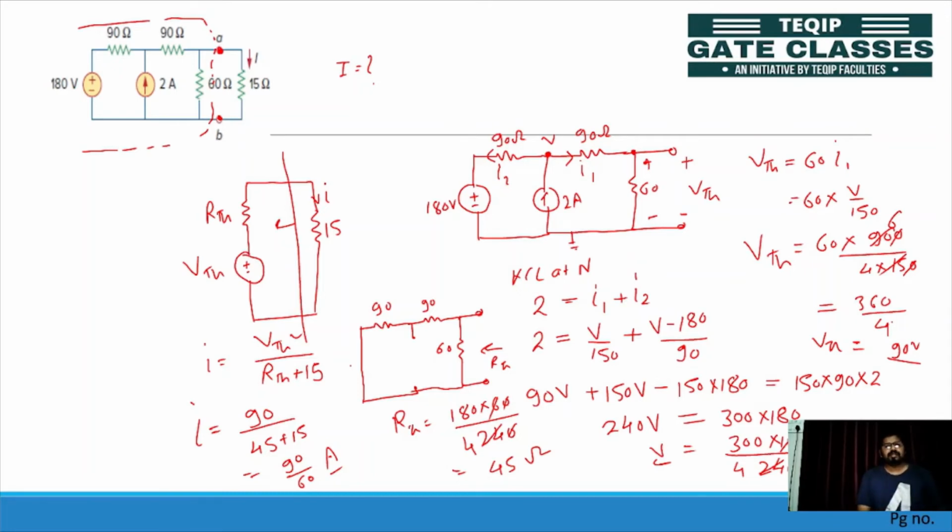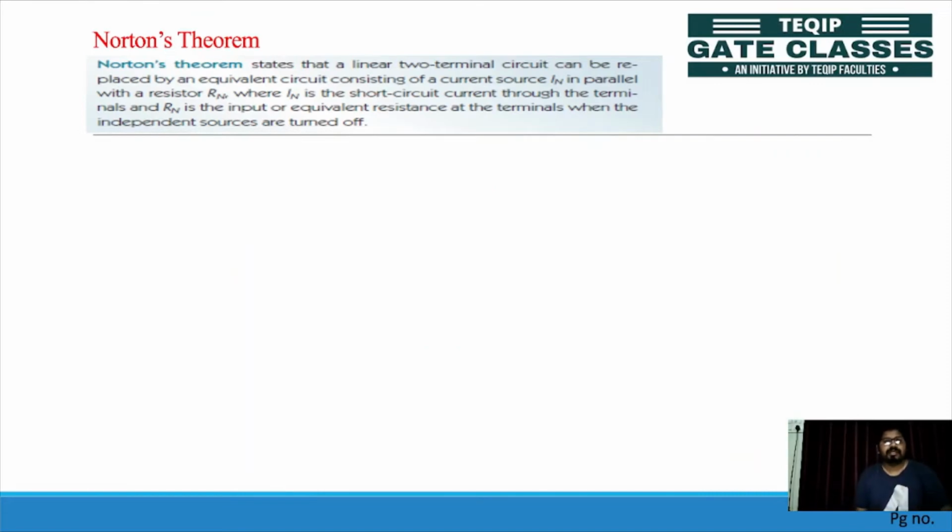Okay, so if you understood the Thevenin equivalent, the next theorem, that is the Norton's equivalent, is analogous to Thevenin equivalent. So let's see what Norton says. Norton's theorem states that a linear two-terminal circuit can be replaced by an equivalent circuit consisting of a current source with parallel resistance, where this current source is the short circuit current through the terminal, and this Rn is the equivalent resistance at the terminal when all independent sources are turned off. So this is also exactly like your Thevenin, we will explain it in the same way.